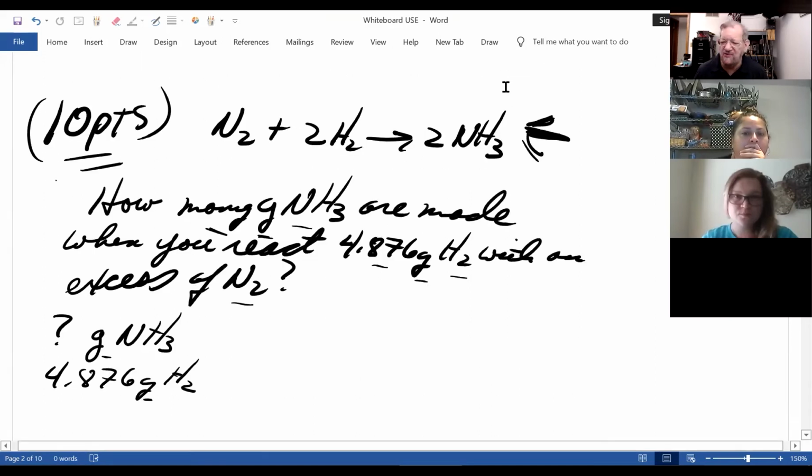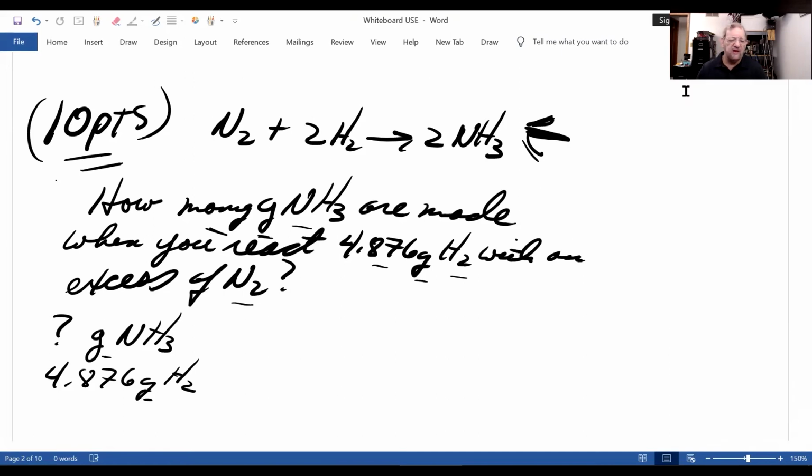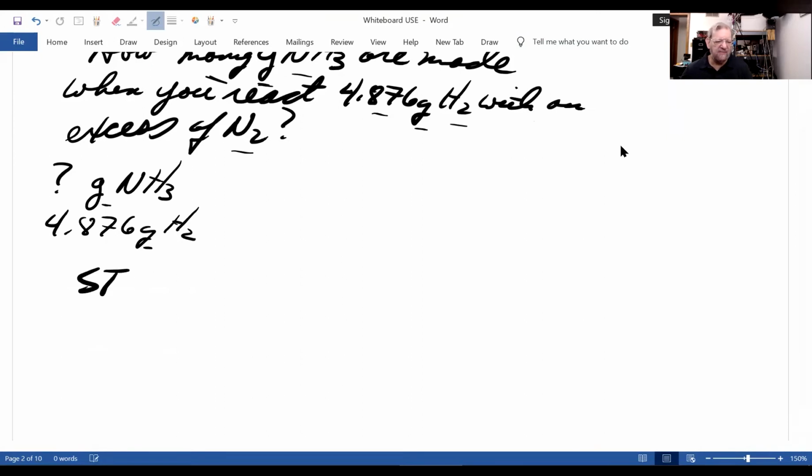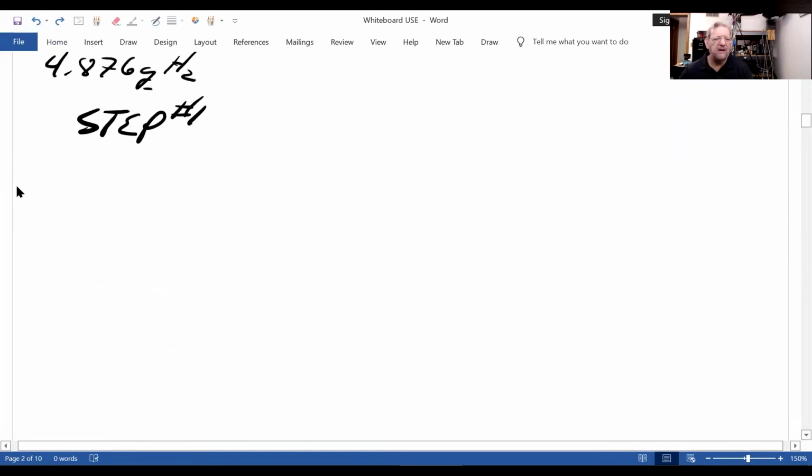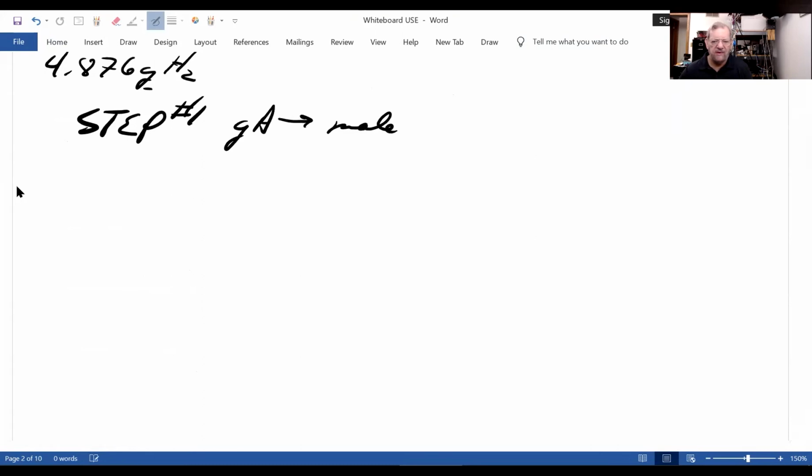Everybody, you see the problem on your screen? Good. So how do we begin? Step one. So from the instructions I just read, whatever you're given in grams, you convert to moles. Well, what do we have in grams? We have 4.876 grams of hydrogen.